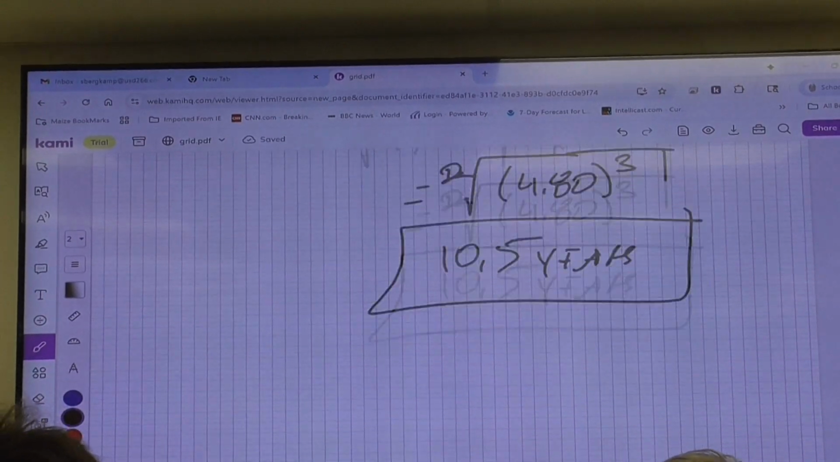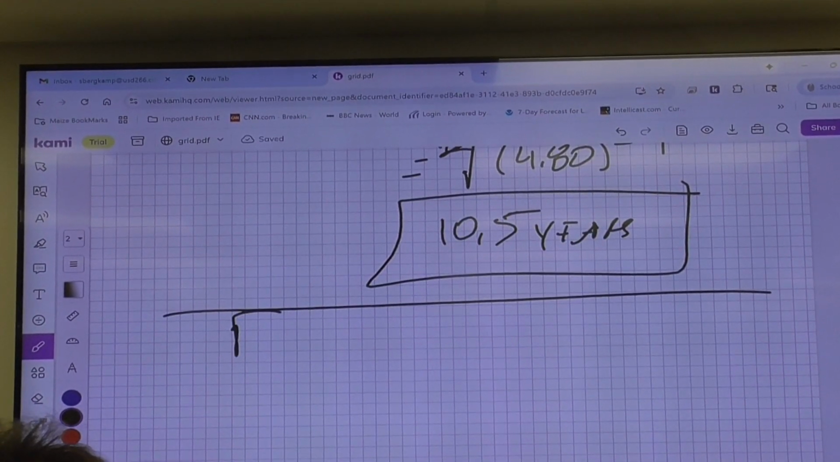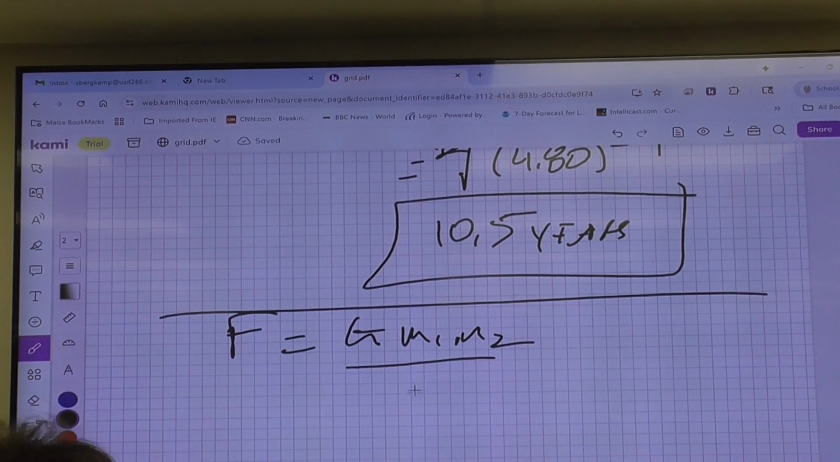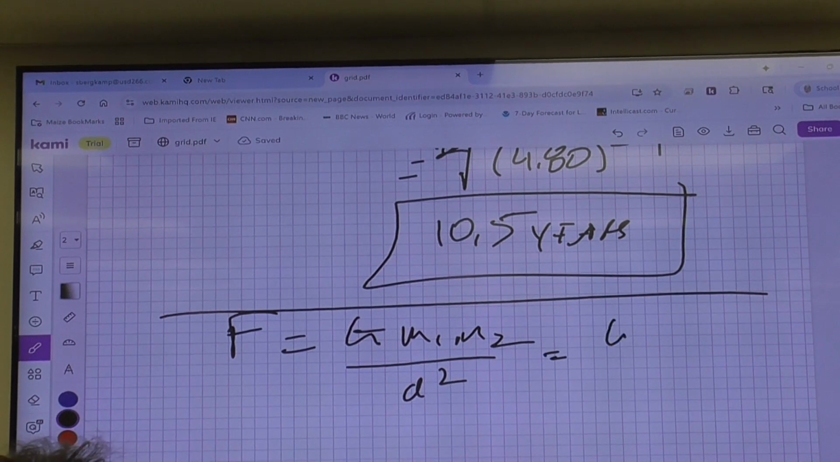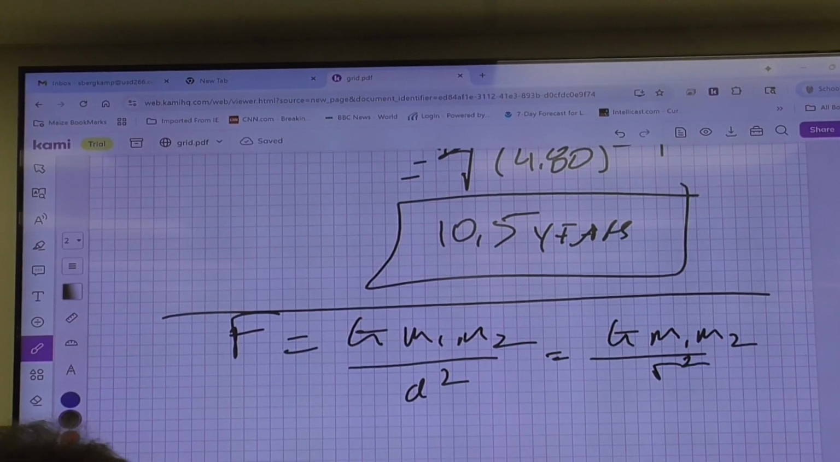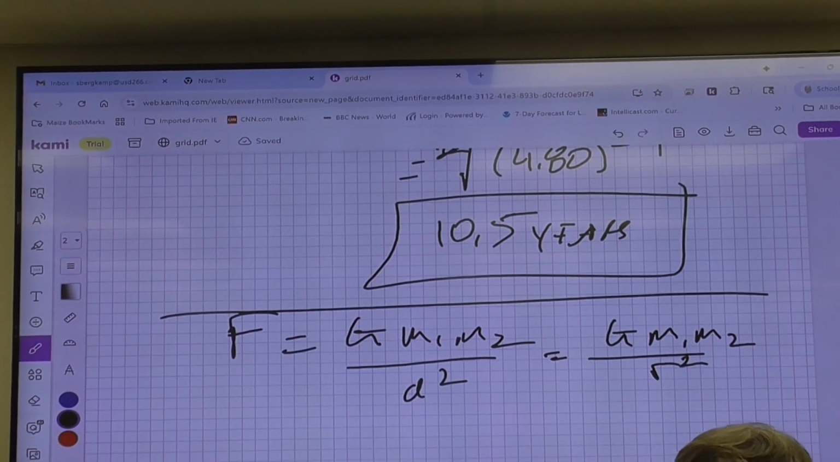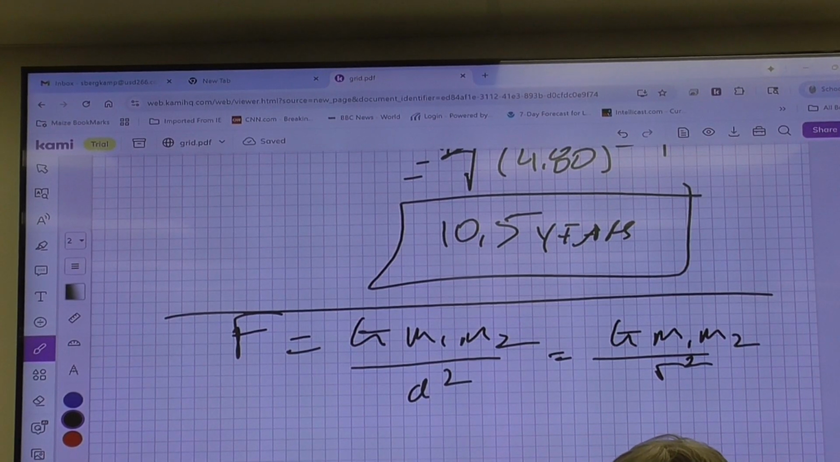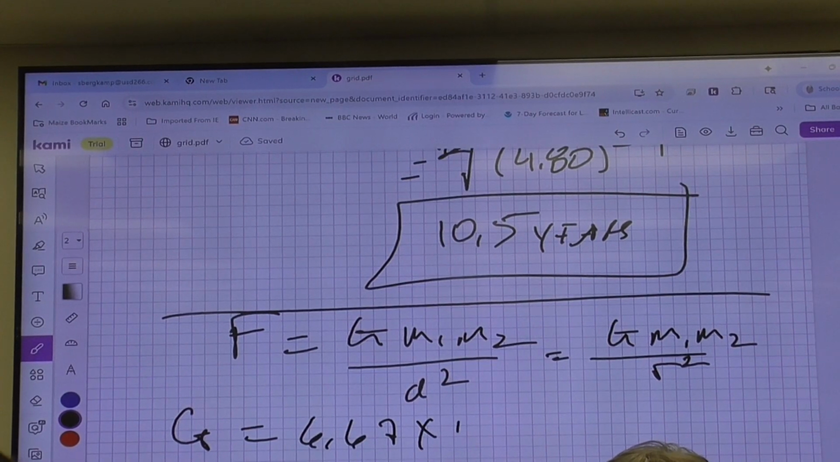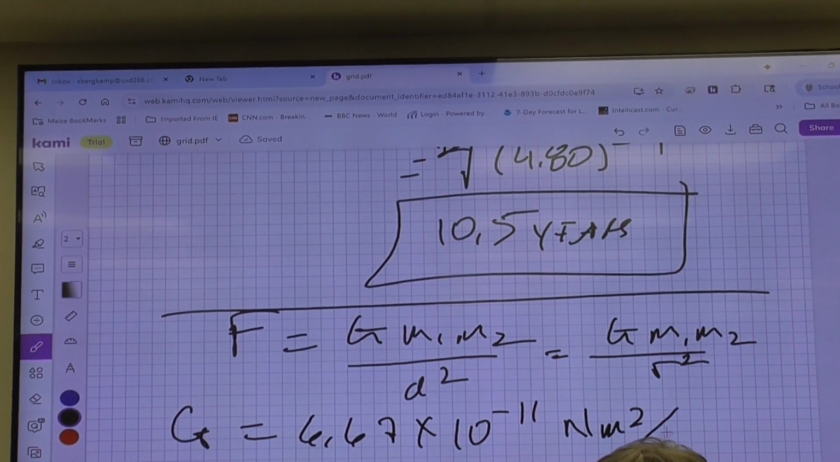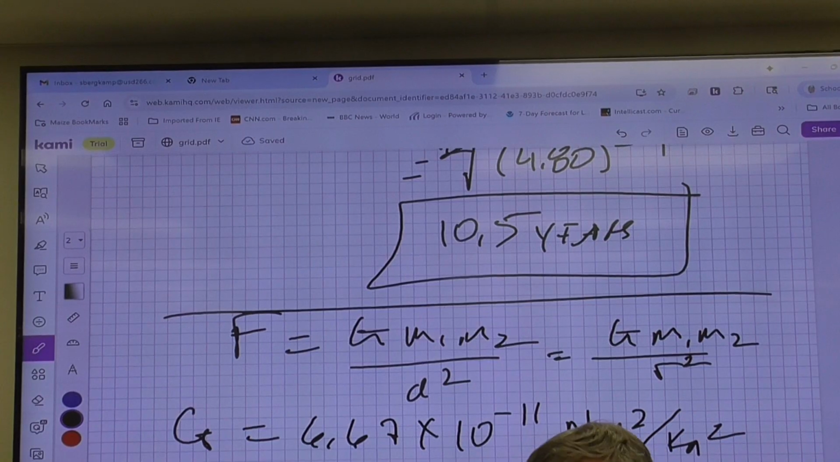So one of the equations that Isaac Newton came up with is this. F equals big G, M1, M2, over D squared. If you're talking an orbital radius, it'd be over R squared. So this big G is called the constant of proportionality. So big G has a value of 6.67 times 10 to the negative 11 newtons meters squared over kilograms squared.